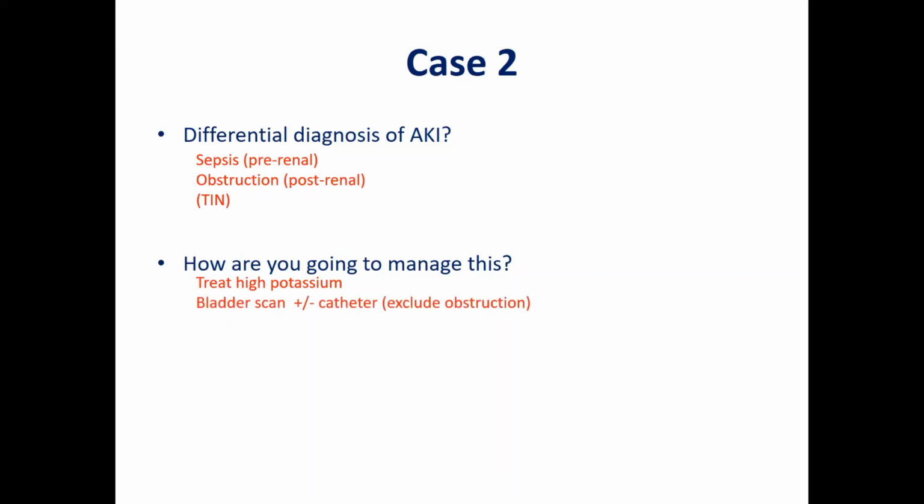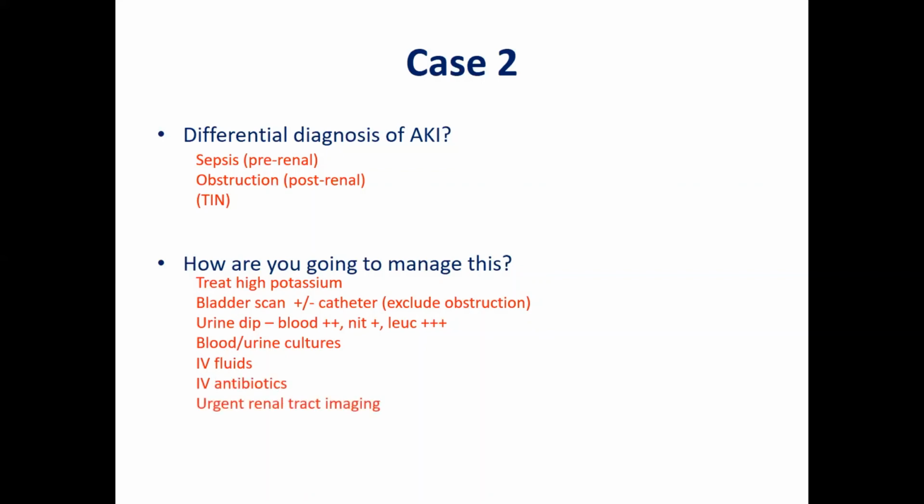You do a bladder scan, which you've already done. He's going to get a catheter. You do a urine dip, but of course in him it's very difficult because he's got a catheter now. But what you can see is he's got leukocytes and nitrites, so he's got an infection in his bladder as well. You're going to, of course, do blood and urine cultures like you would for anyone who was septic. You're going to give him some intravenous fluids, and you're going to try and stabilize him, and you're going to give him some IV antibiotics. And you're going to urgently want to image his renal tract.